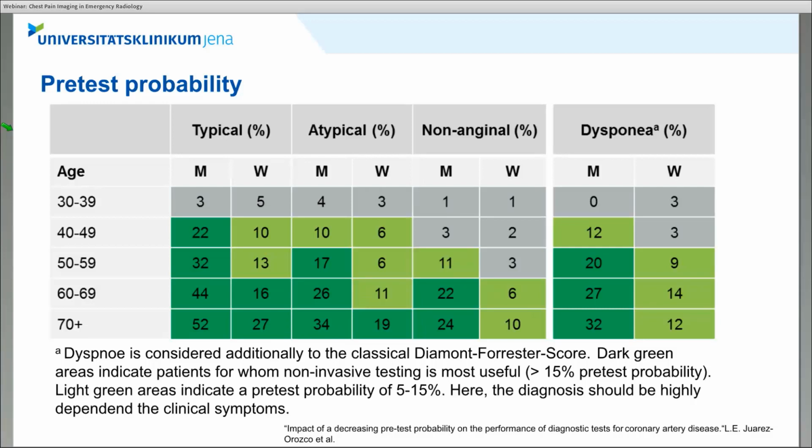And this is what the pretest probability table looks like today in the new guidelines. And as you see here, everything is more or less yellow, green, and green. This means we can rule out coronary heart disease with non-invasive imaging. And for us, especially in the emergency setting, the easiest way is to do this with CT scan nowadays, because we are able to provide good quality imaging right away and support decision making right in the emergency department without referring the patient somewhere else.